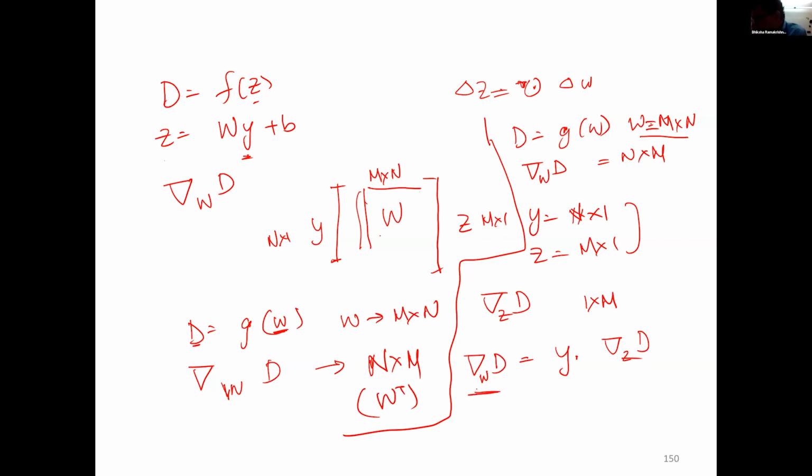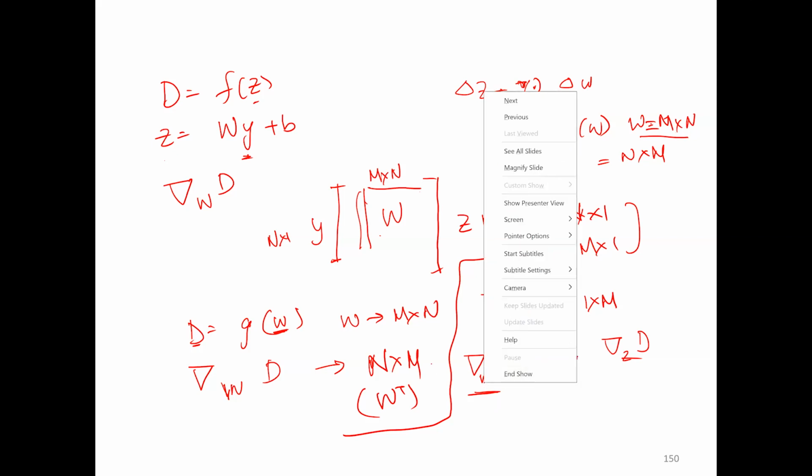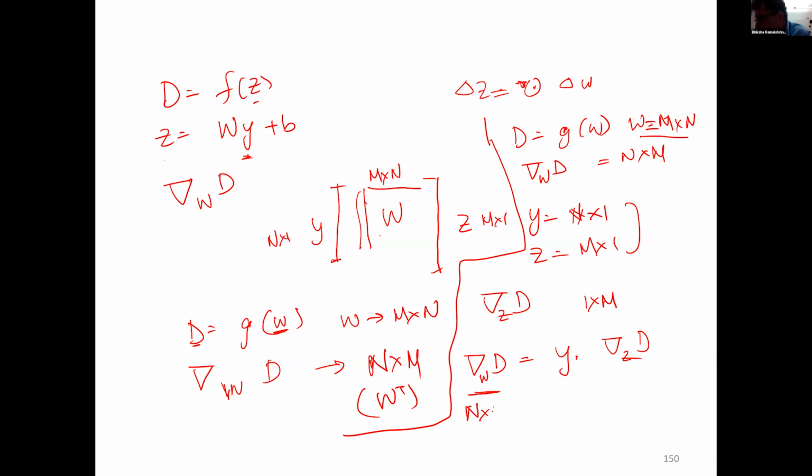The derivative of d with respect to w, what was the shape we wanted? N cross m, right? And what was the size of y? N cross 1. What is the size of this derivative? This one was 1 cross m, correct? You see that the sizes fit? Do you see the sizes fit?